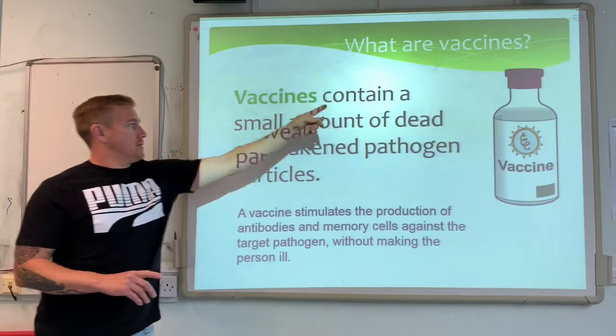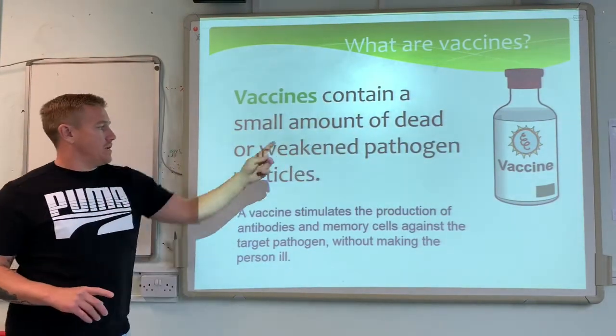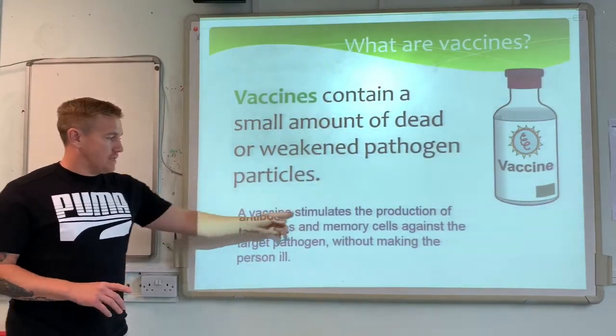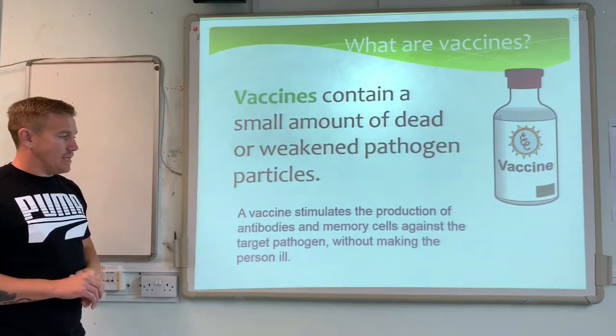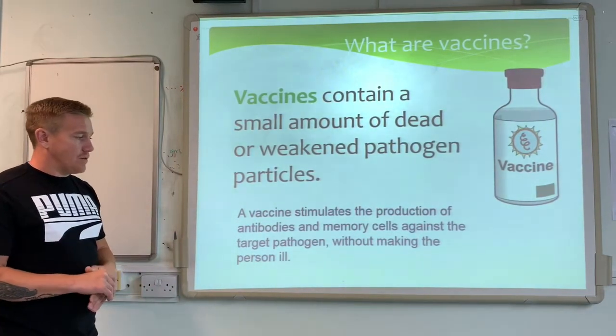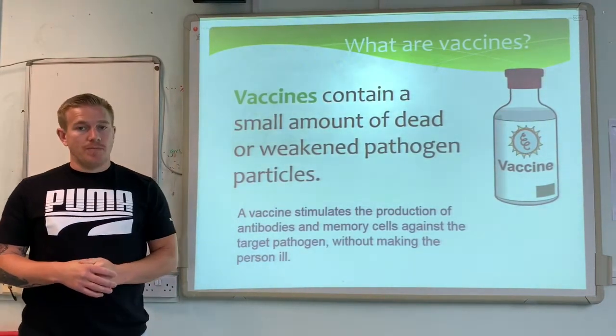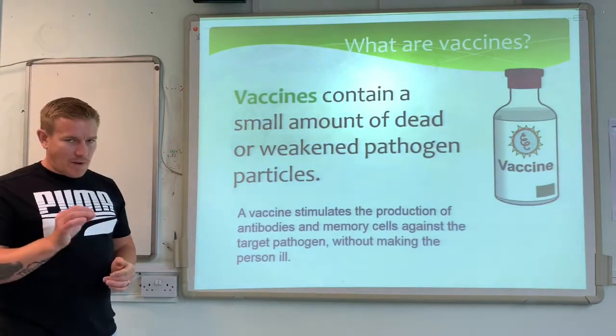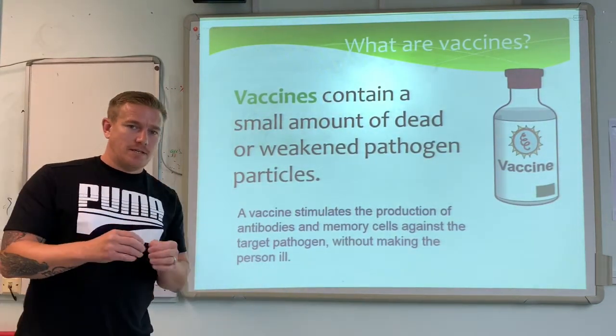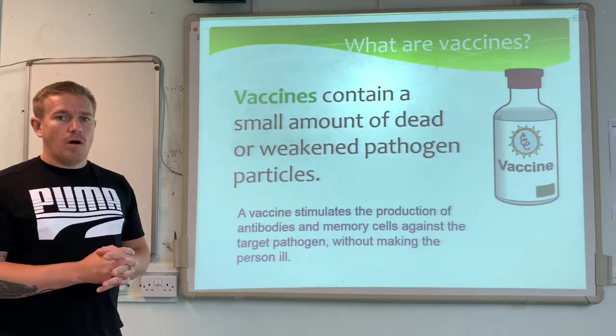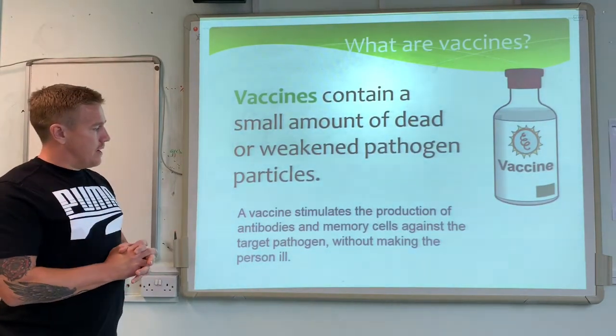So vaccines contain a small amount of dead or weakened pathogen particles. The vaccine stimulates the production of antibodies and memory cells against the target pathogen without making the person ill. Well, it slightly makes the person ill, but only very slightly. So what it does is stimulate that white blood cell reproduction of antibodies.